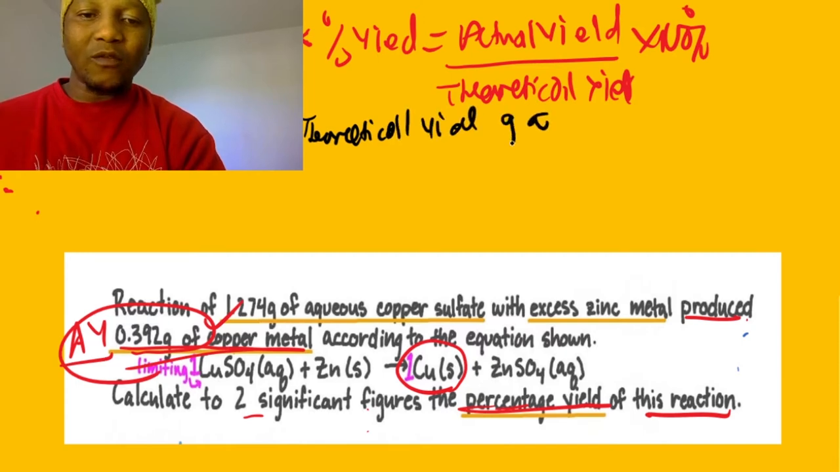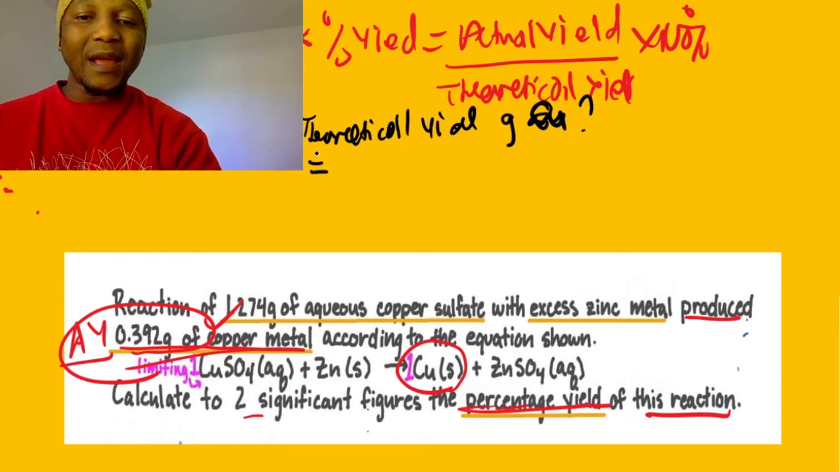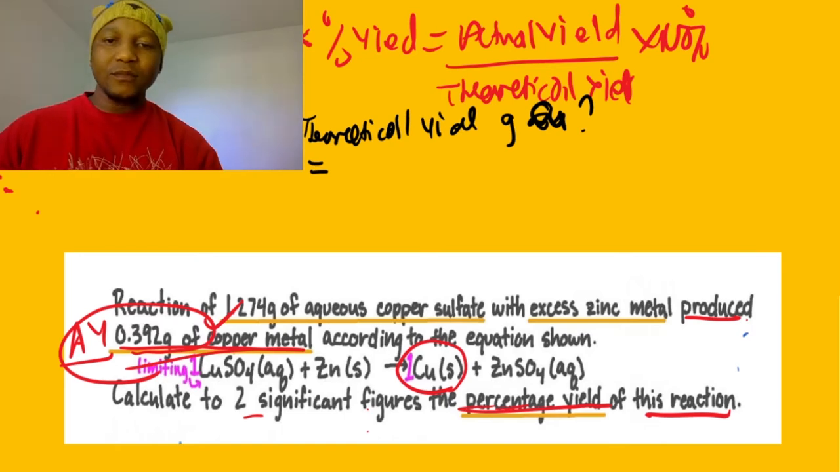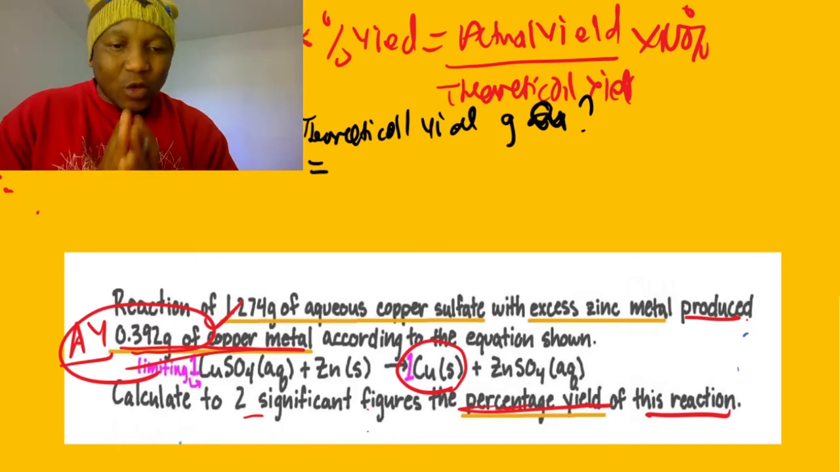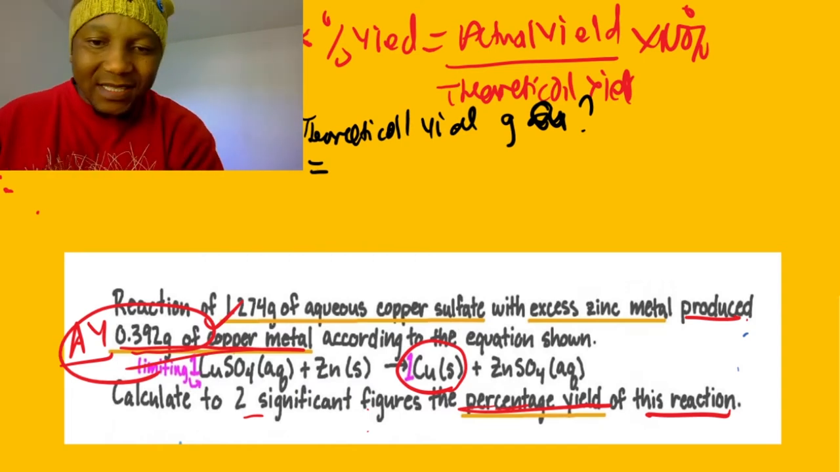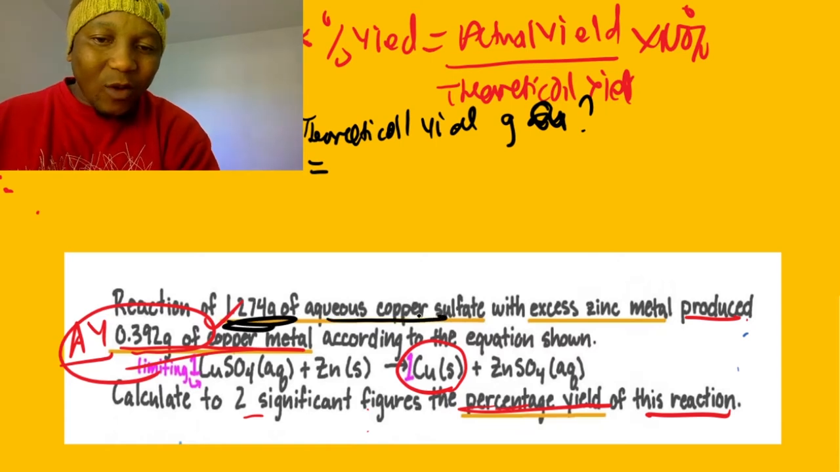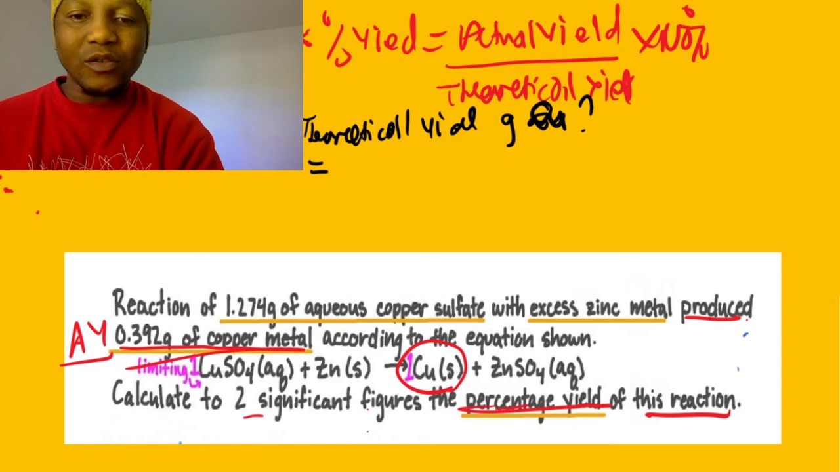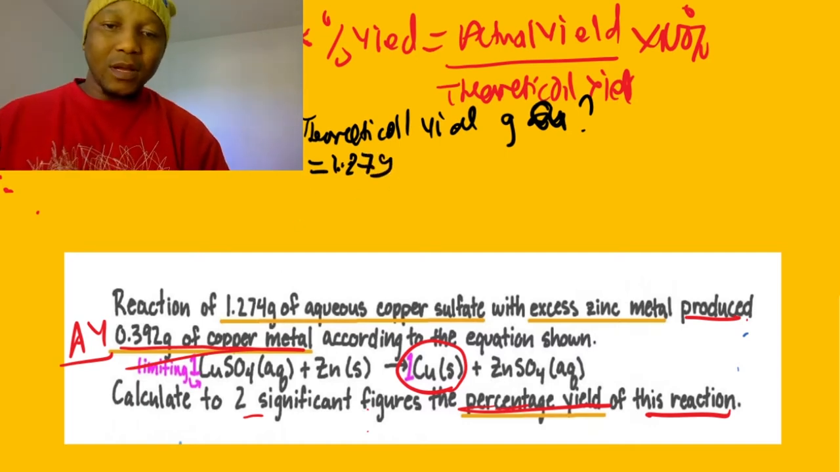Of copper means grams of copper, Cu. Okay, like I said before, take the mass which we're reacting. What did they say? Oh, this is the aqueous copper. So this is the one which reacted, which is 1.27 grams.